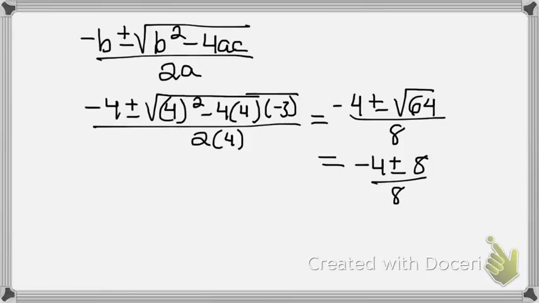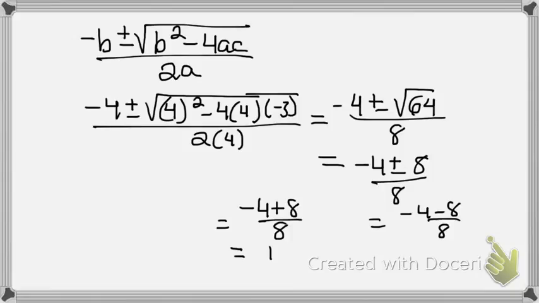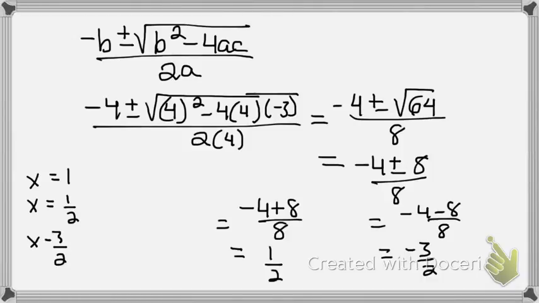Now when I split that up, it's negative 4 plus 8 over 8 and negative 4 minus 8 over 8. And that gives me 1/2 and negative 3/2. So I now have all three of my roots. The first one was 1, which is what I used to do my synthetic division. And my last two are 1 over 2 and negative 3 over 2. So I have all of my roots for my polynomial.